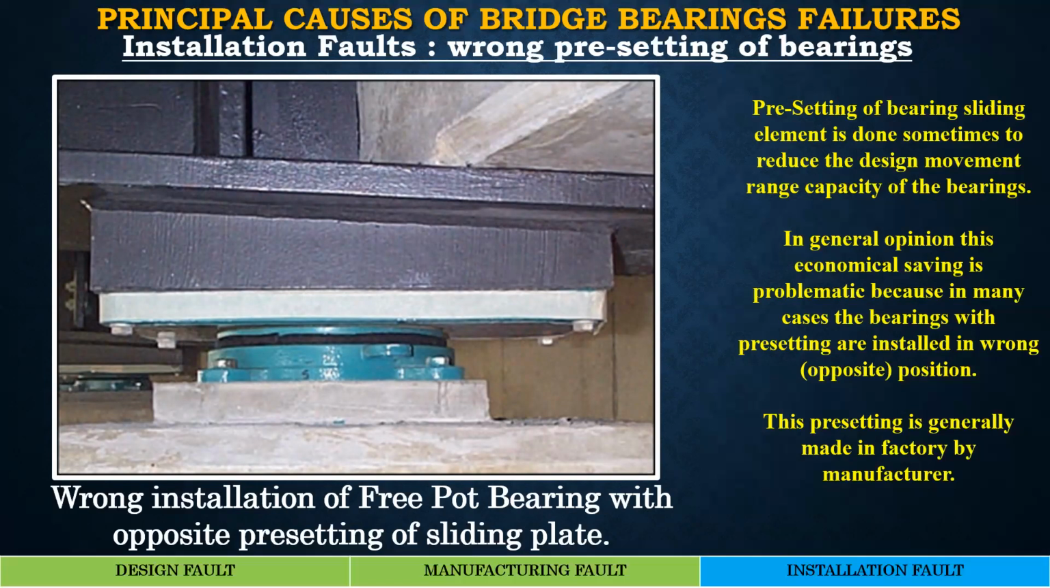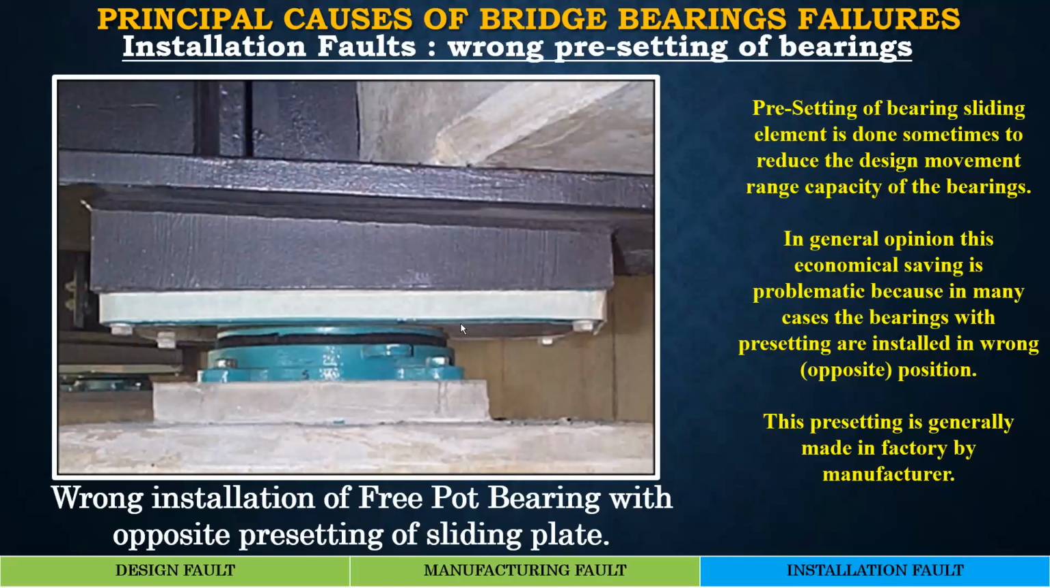Now, the inward movement is always larger than the outward movement, because the outward movement is caused by temperature, whereas the inward movement is because of temperature plus creep plus shrinkage, etc. So therefore, it is always a tendency, in order to reduce the size of the top plate, to do a pre-setting, which means that 50% of the movement caused due to shrinkage and creep is absorbed by pre-setting the top plate of the bearing.